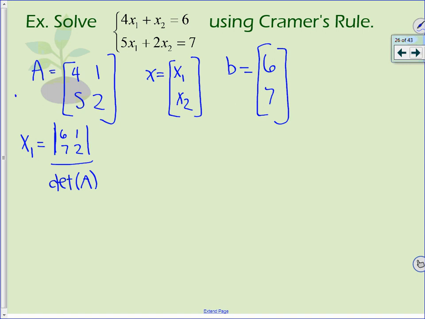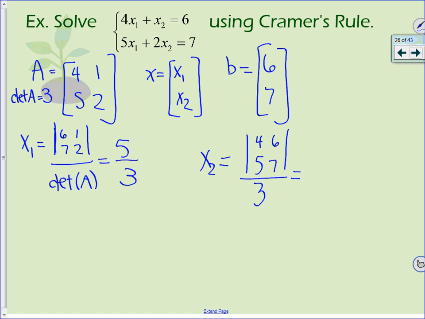So the determinant of A is going to be 3, because it's 8 minus 5. So this is going to be 12 minus 7 over 3. So that is x1. x2 is the determinant of A2, which I achieved by replacing column 2 with 6, 7, over the determinant of A, which is 3. So you have 28 minus 30 over 3. So that's x2. So our answer is 5/3, -2/3.